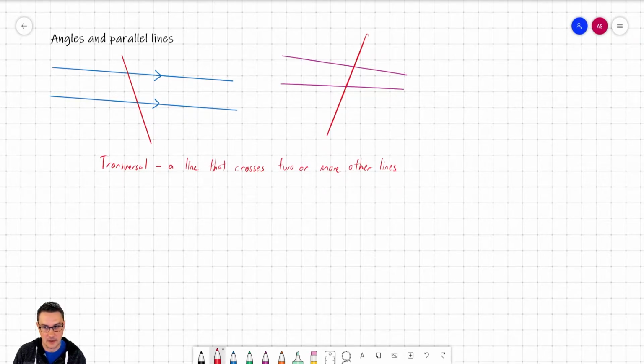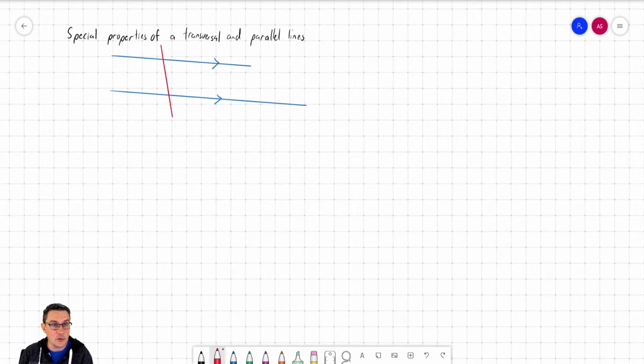Okay, now here I want to talk about the special properties of a transversal and parallel lines. Now you can see I've got these parallel lines, which I've indicated in blue, and then I've also got the red line here, which is a transversal. As a result of this, we have all these different angles that are formed. So I'm going to label them 1, 2, 3, 4, 5, 6, 7, 8, because there are 8 of them. The first one would be here, a second one here, a third, a fourth, a fifth, a sixth, a seventh, and an eighth. And so we've got these 8 angles as a result of the parallel lines and the transversal.